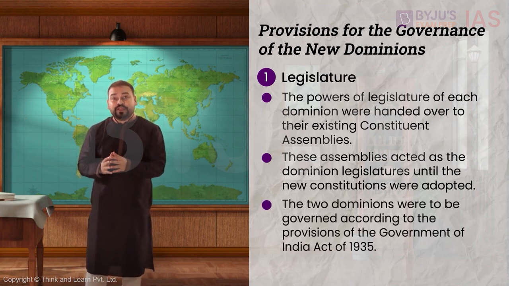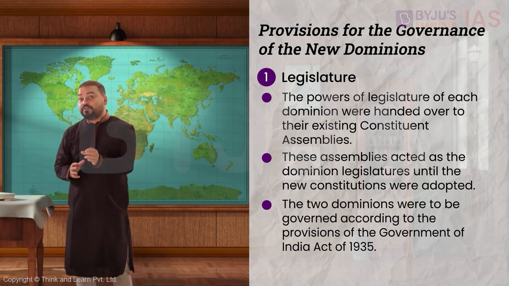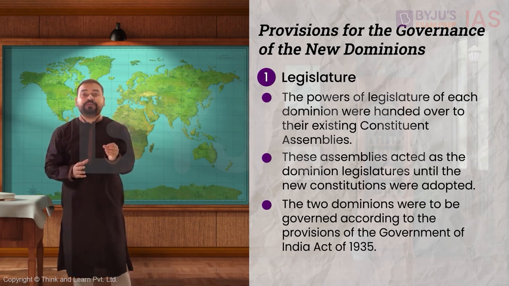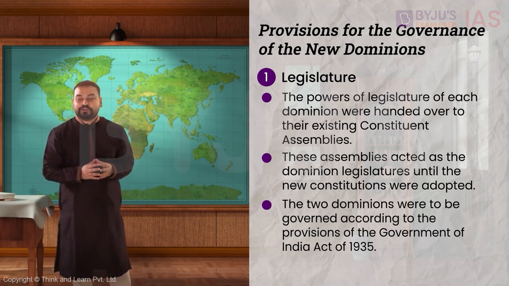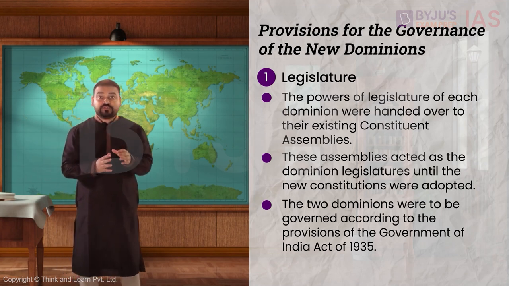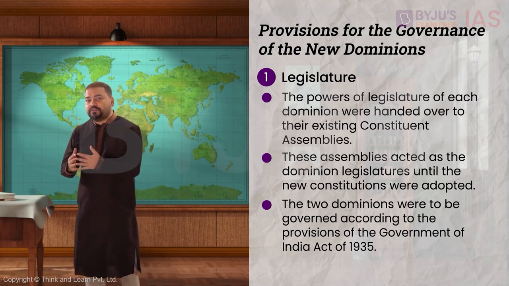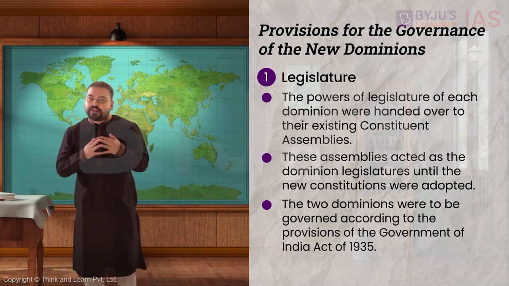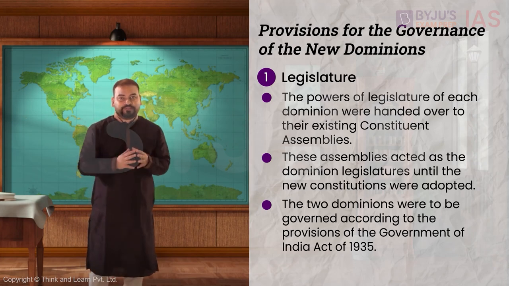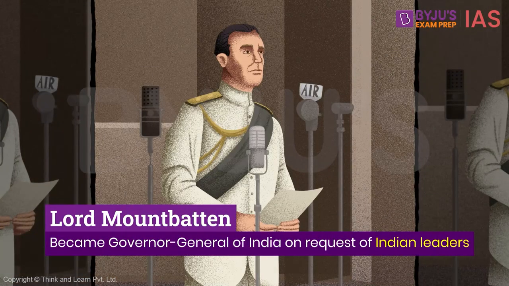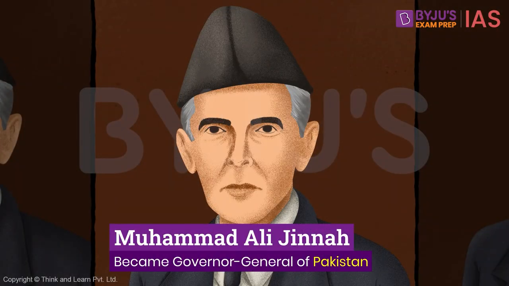The two dominions were to be governed in accordance with the provisions set by the Government of India Act of 1935. Other provisions could also be implemented as long as they were made in accordance with the laws made by the constituent assemblies of the dominions. Lord Mountbatten, the last Viceroy of India, was asked by the Indian leadership to become the Governor General of India. Muhammad Ali Jinnah became the Governor General of Pakistan.